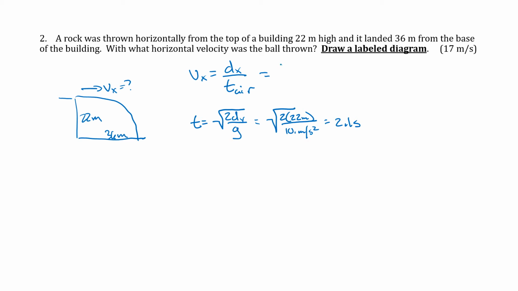And we go up here, we have 36 meters divided by 2.1 seconds, and we get 17 meters per second for the horizontal speed of the ball being thrown. Okay, and again, that's all because the time it takes to hit the ground is the same for anything thrown from that height, and our Vx is going to remain constant as we're going in motion.